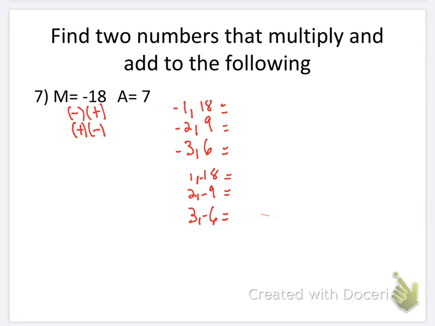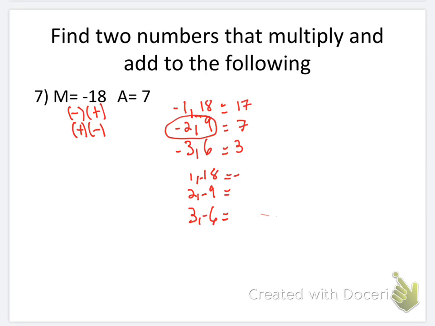So again, we're going to add these. So negative 1 plus 18 is 17. Negative 2 plus 9 is 7. And you see here, we really don't have to continue on. We already got one that's going to add to 7. That's this one. I'll go on just to be safe. Negative 3 and 6. That's 3.